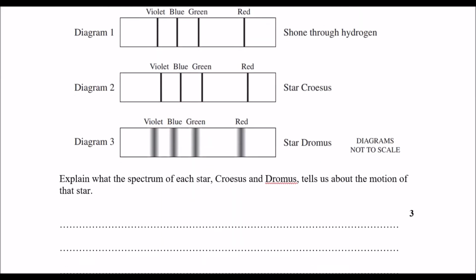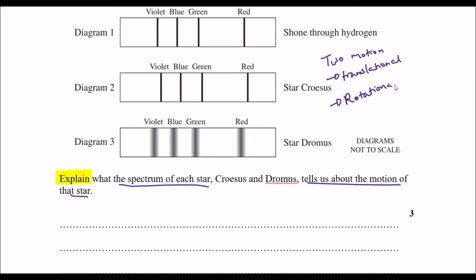The question asks us to explain what the spectrum of each star tells us about the motion of the star. There are two types of motion when it comes to the stars. We can look at translational, so that's direct motion, moving towards you or away from you, and then the other motion we can look at is rotational.